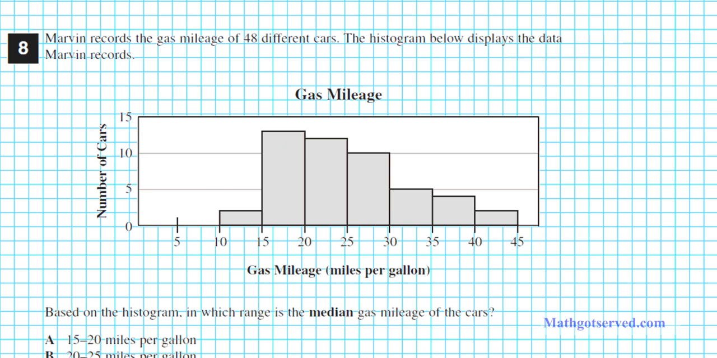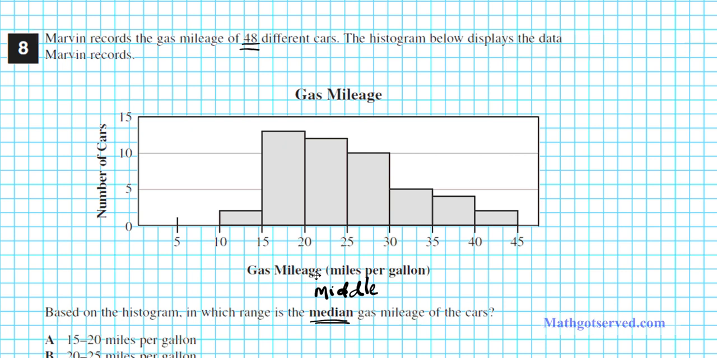So one thing you want to note is that we have a total of 48 cars. Okay? Total of 48 cars. Now we are asked to find the median. Another word for median is the middle.